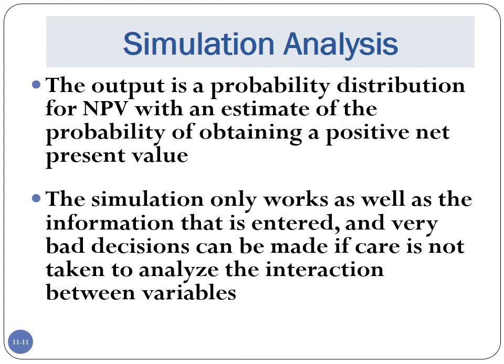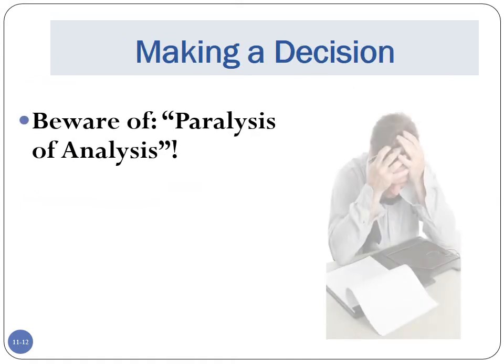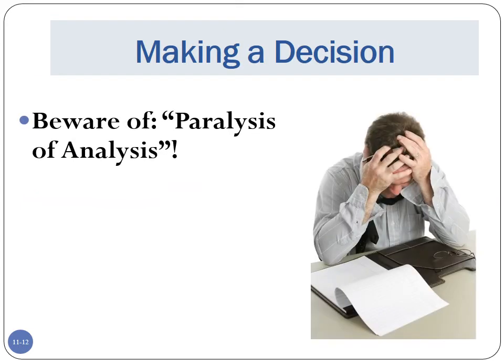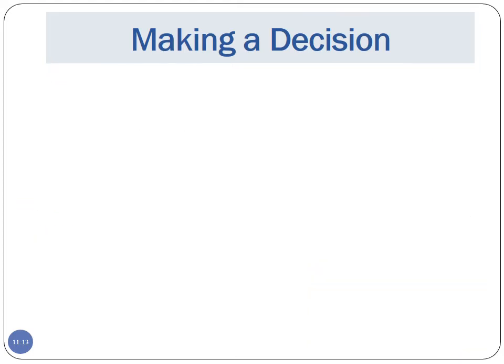And very bad decisions can be made if care is not taken to analyze the interaction between variables. So, making a decision. At some point, we have to stop all the analysis and we have to make a decision. We have to be aware of paralysis by analysis, going back, looking at more figures, making more assumptions. At some point, we just have to cut it and say, we're going to decide based on what we have.